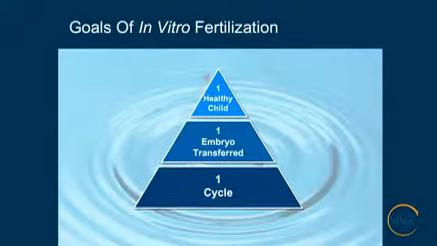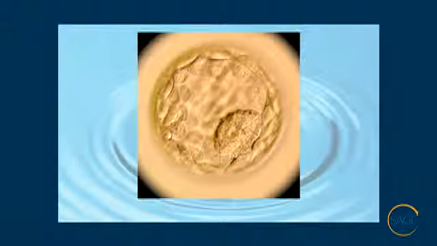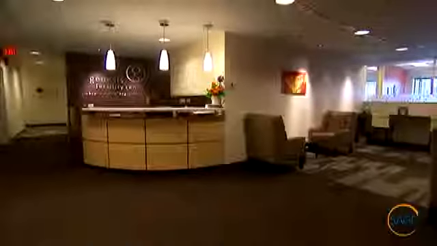The goal of an in vitro fertilization cycle today is to provide one cycle of IVF whereby one embryo is transferred, producing one healthy child. How can the IVF laboratory maximize the development of blastocyst embryos?